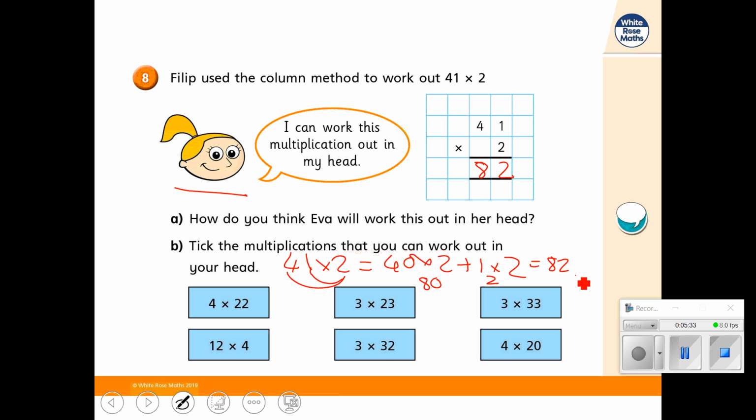Now, it says tick the multiplication that you can work out in your head. Mrs. Eden can work all of those out in her head using the method that she's just showed you. I want you to have a go and see if you can work the answers out in your head. Okay, I'm going to leave that for you there.